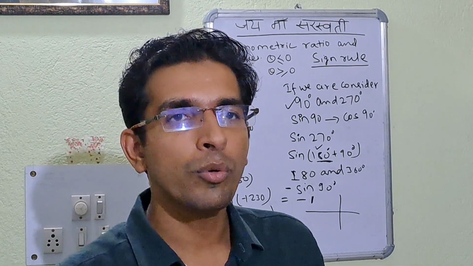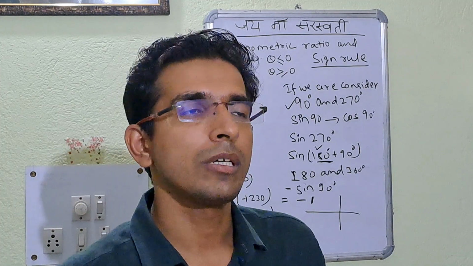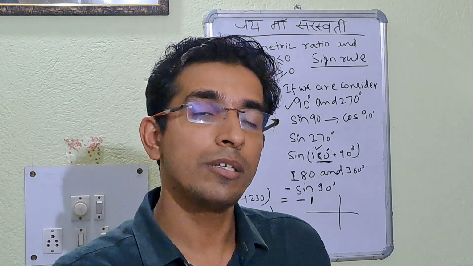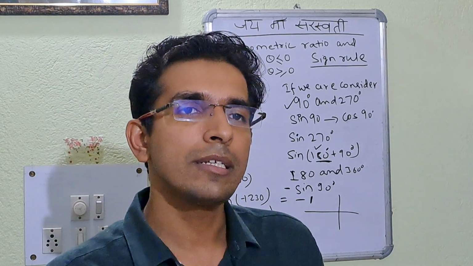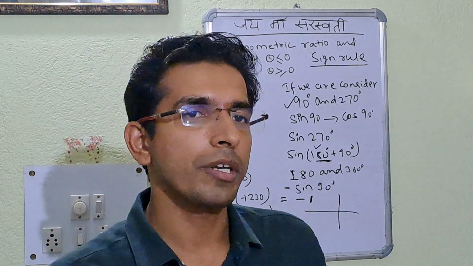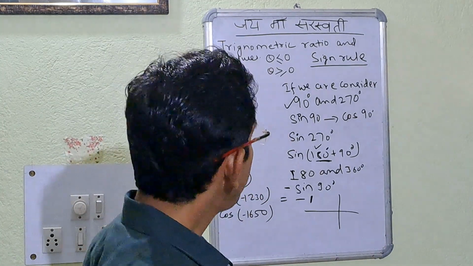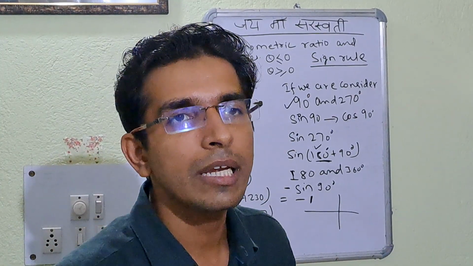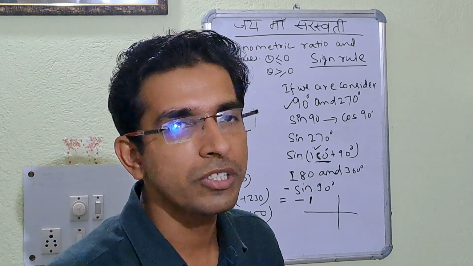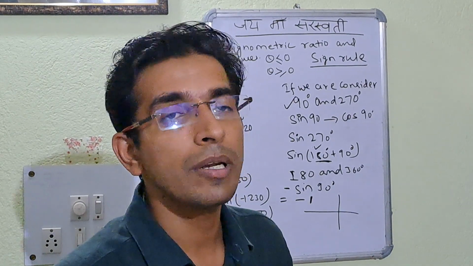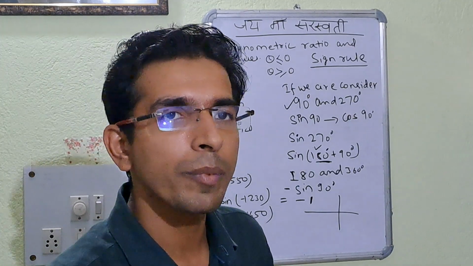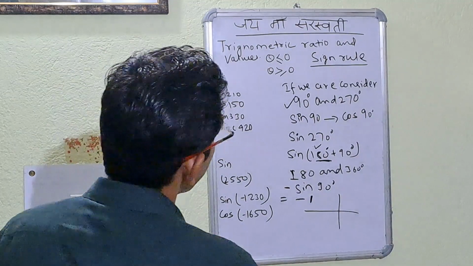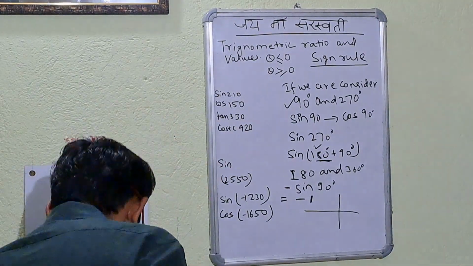In that case, there will be no change in the trigonometric ratio, but the sign will change, and that sign is dependent on the quadrants. So only the sign will change. If we are taking the help of 180 degree or 360 degree, the sign will only change, but the trigonometric ratio will remain as it is. Now we will see some examples which will render some transparency here.